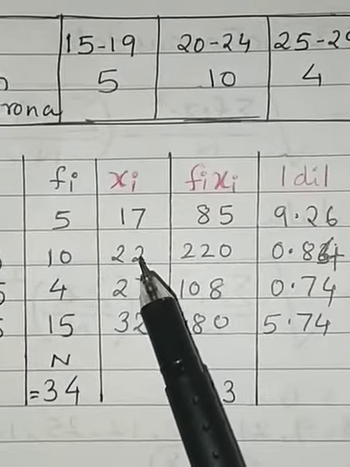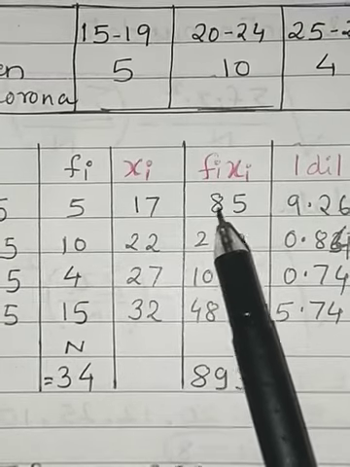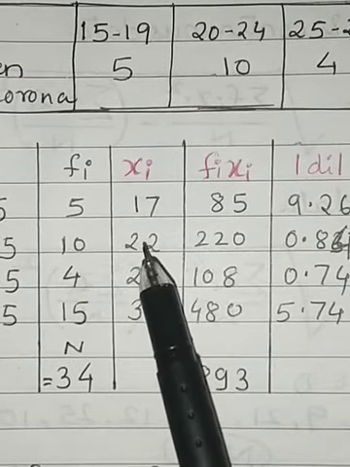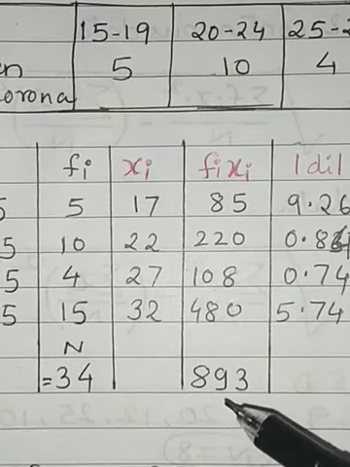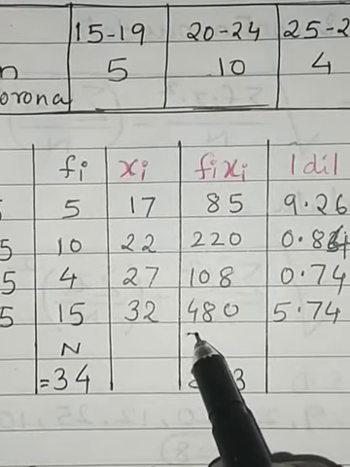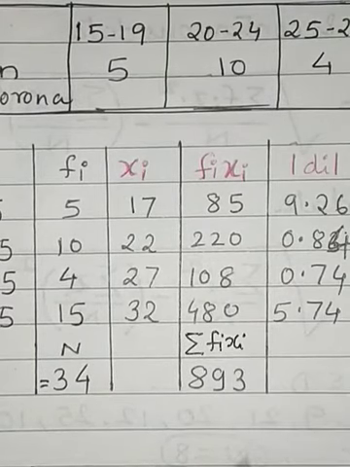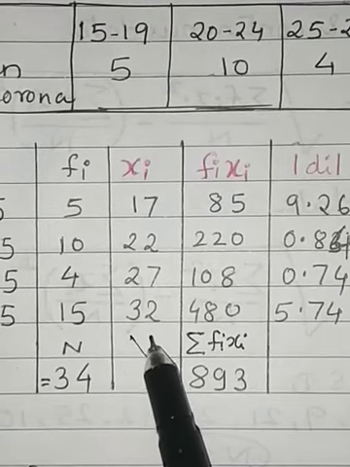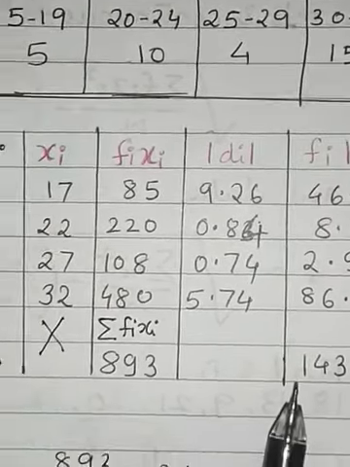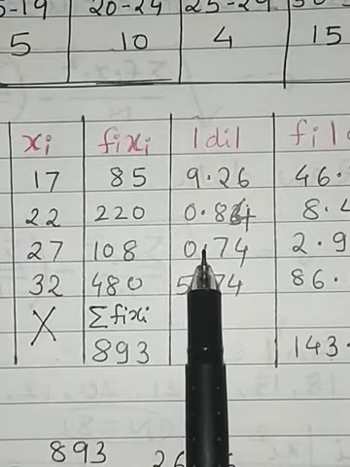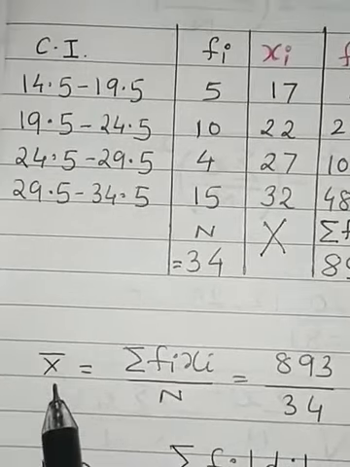So now we have got xi, then we make a column of fi xi. So this into this we have multiplied, 10 into 22, 220 and so on. Take the sum here at the bottom, which is 893. This is actually summation Fi Xi. No need to take the total here. Now after that we cannot make the di column unless and until we find out x bar.